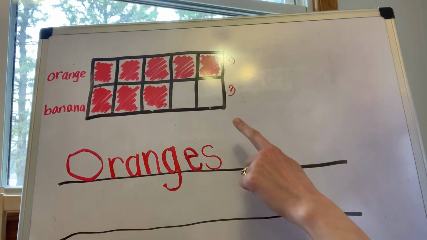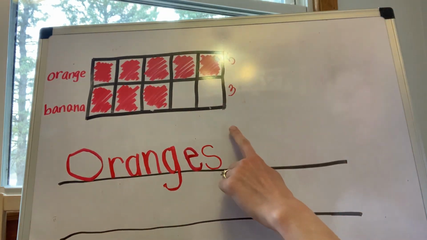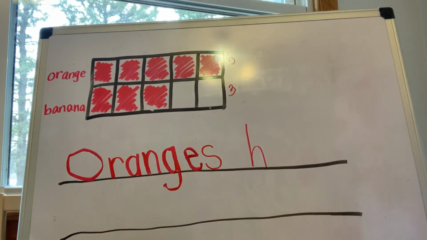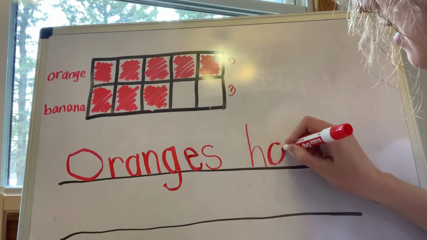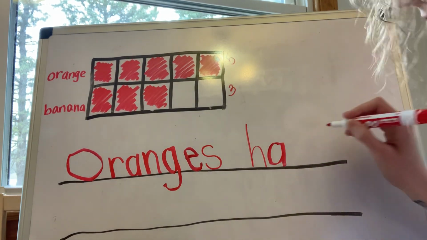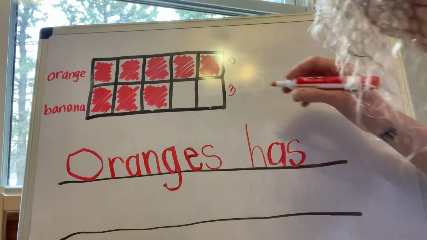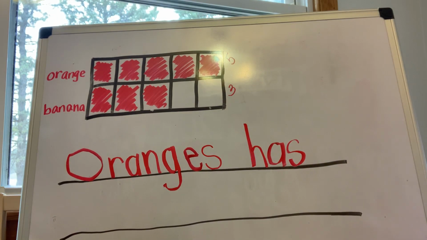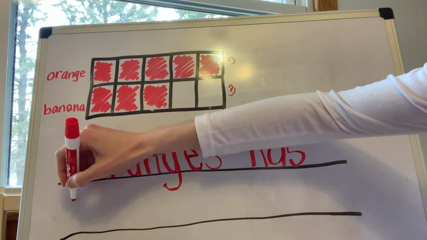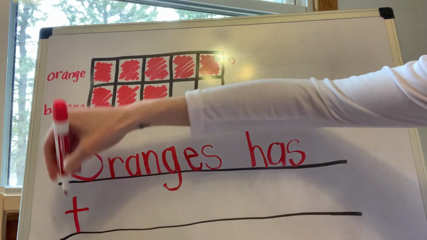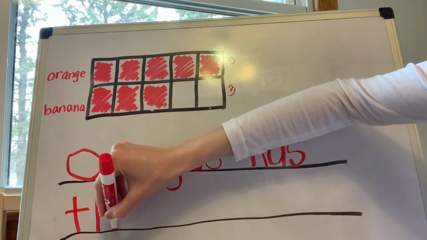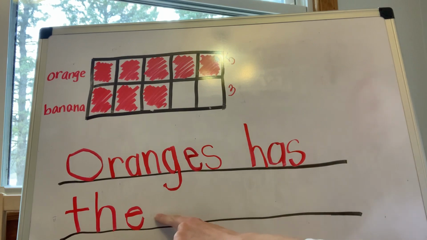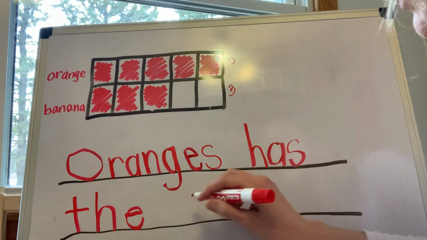I need to leave a space. And what letter do you hear for has? H. A. You hear the letter A. Has. S. S can also make that Z sound. Has. Oranges has the. You know how to spell the. I'm going to go down here because I ran out of room. T, H, E. Oranges has the.